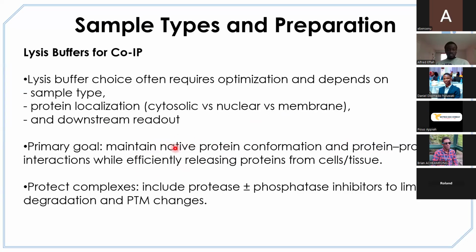That's why you are supposed to use a buffer that will maintain the native protein conformation so that the interaction between the two proteins is maintained. We don't lose the interaction. Once we lose it, we are going to end up washing the interacting partner away. In the end, your result will be that there is no interaction between these two proteins. Meanwhile, there was an interaction.